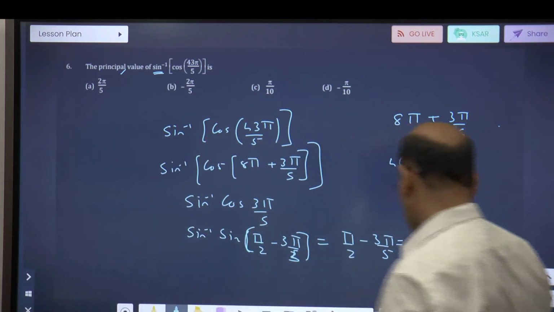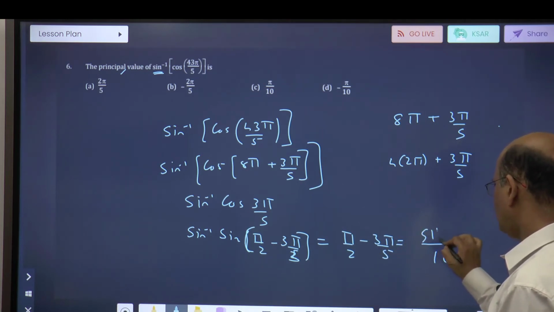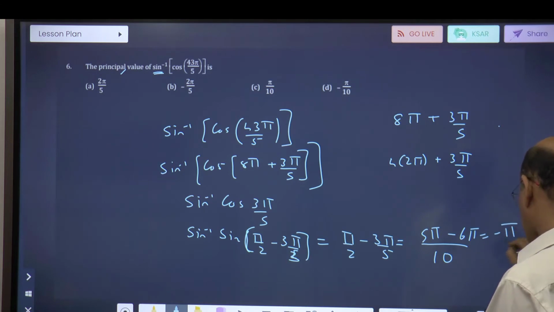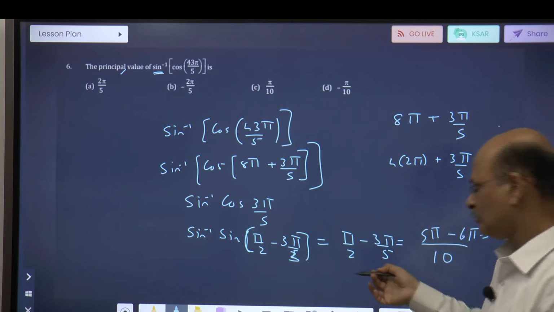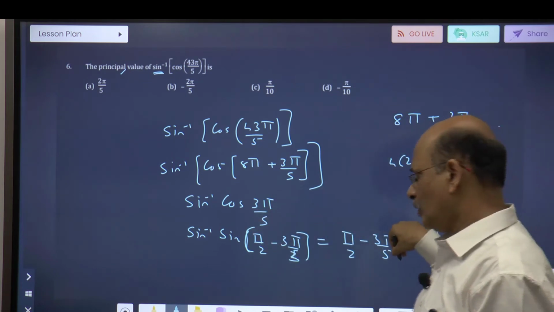So what will happen now here is the LCM is 10. 2 5s are 10. 5 pi minus 6 pi. So the answer is minus pi upon 10 and not pi upon 10. So here itself you can solve it instead of going a longer way. Okay, I hope you got this point.